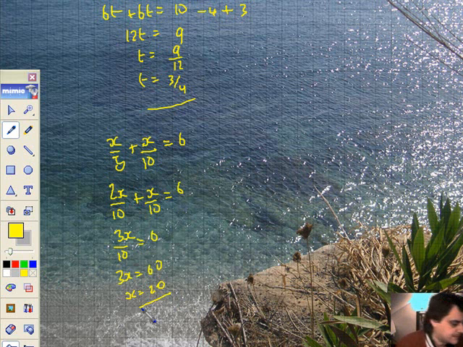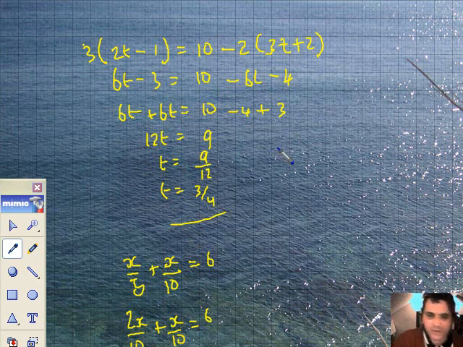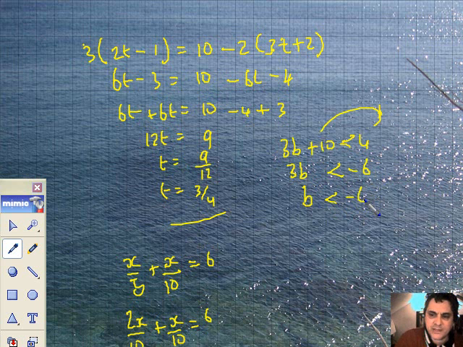Problem solved. Doing inequality on question 6, I've got 3b plus 10 is less than 4. Take the 10 over and subtract, obviously. So 3b is less than 4 minus 10, minus 6. And so b is going to be less than minus 6 over 3. So b is going to be less than minus 2. And that's fine for that one.